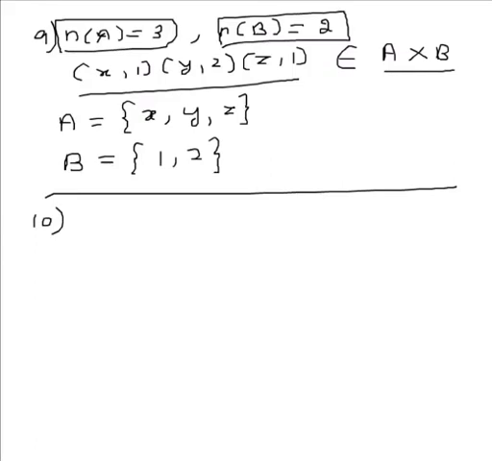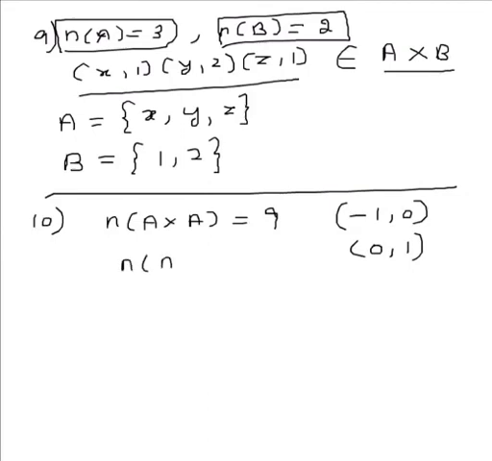Now question number 10. The Cartesian product A cross A has 9 elements. That is, n of A cross A is 9, among which (-1, 0) and (0, 1) are found. So 2 elements out of 9 elements are given. Find the set A and the remaining elements of A cross A. n of A will have 3 elements. 3 3s are 9.